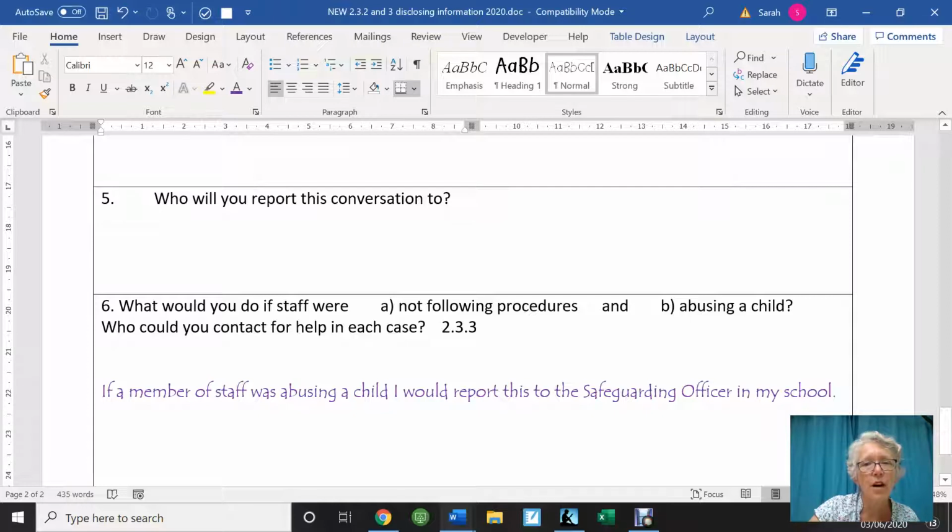But what if you felt that the adults in your school were not following the correct procedures? What if you report to the safeguarding officer about a concern that you have, and then a few days or a few weeks later, you realise that the concern has not even been reported and nobody is doing anything about it? Then what are you going to do?